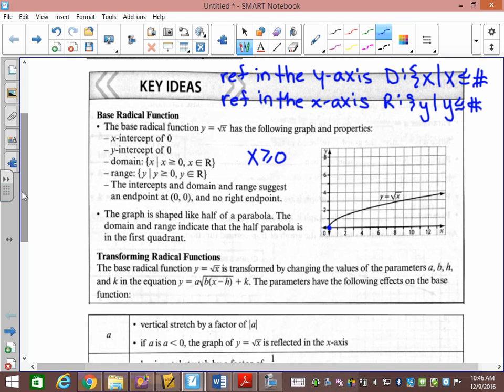The base radical function y equals root x is transformed by changing the values of the parameters a, b, h, and k. So you're going to be changing a, b, h, and k. It's the same parameters as always. You get your vertical stretch or reflection in the x, horizontal stretch, reflection in the y. Remember, by 1 over b, because you'd flip it. Horizontal translation h to the right in this case, and a vertical translation k up.